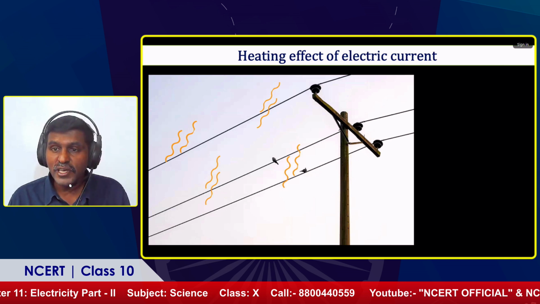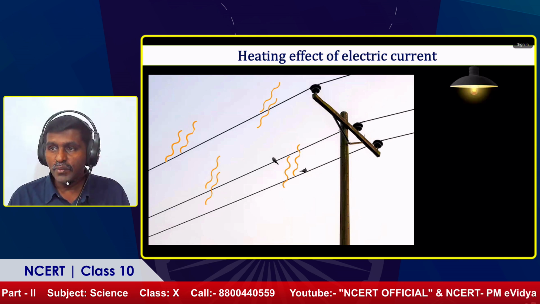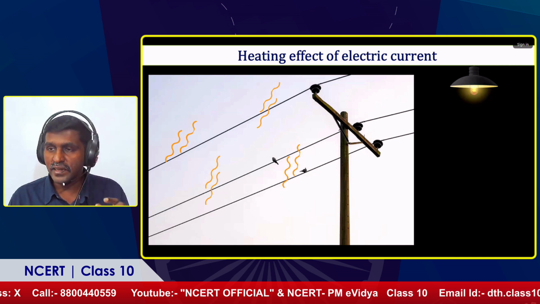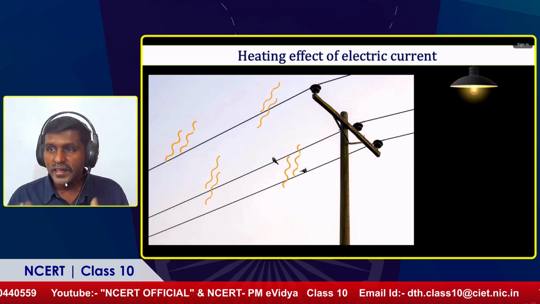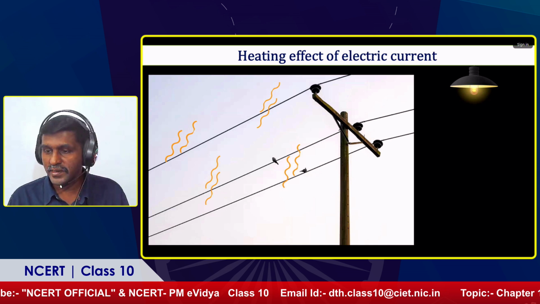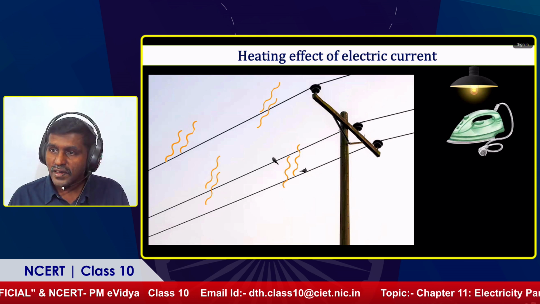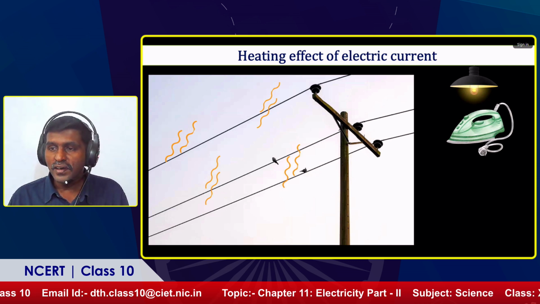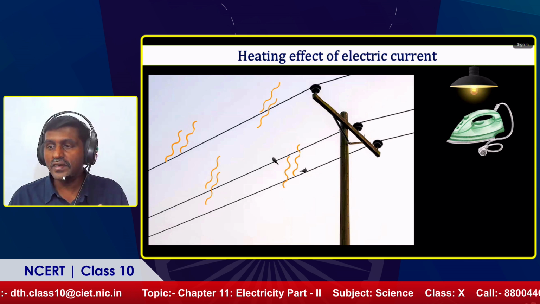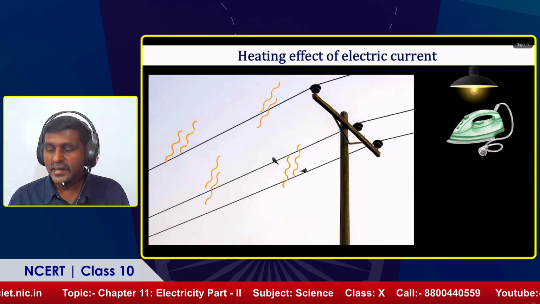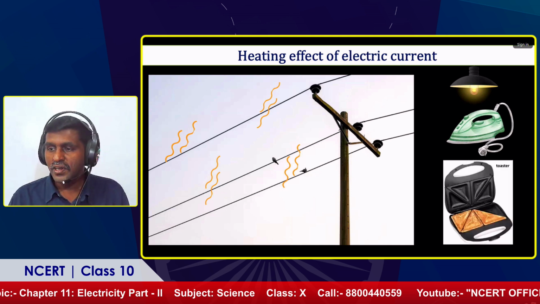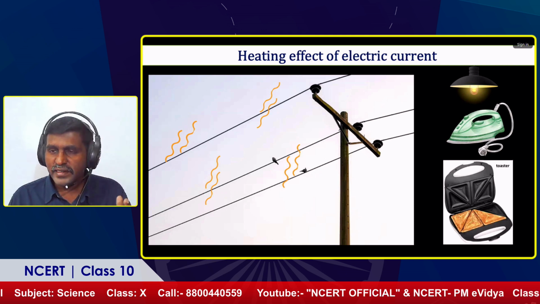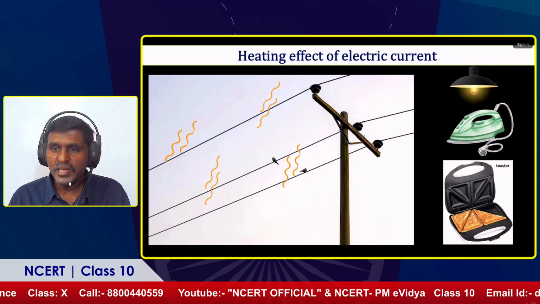This heat can be utilized in different ways. For example, the incandescent bulb glows only because of this heating. Inside, the tungsten filament is heated, and that heated tungsten filament emits light. In the iron box, the coil gets heated when current is passed through it, and that heat is used for ironing the dresses. Similarly, the heat produced in a toaster is used to toast bread. Like that, this heating effect can be used in many ways.